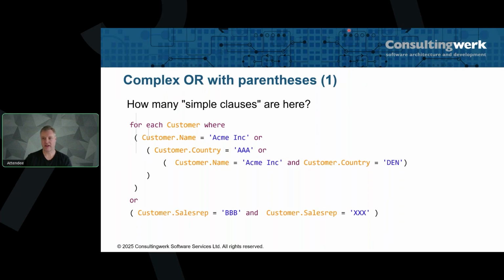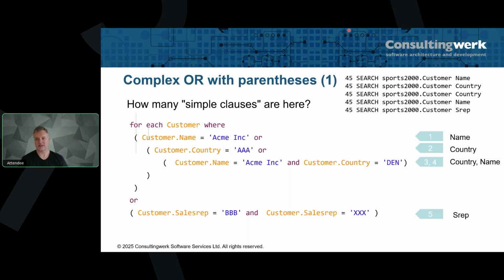And so when we break that down, when we do the query, we can see that we have an index on name, we have an index on country. This one is a sneaky one. It's two indexes on country and name, and then this is on sales rep. I'm a little surprised this doesn't use sales rep twice, but it uses sales rep once. So we've built the query down like that.